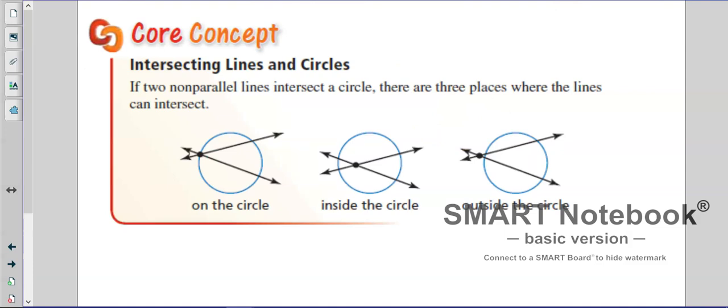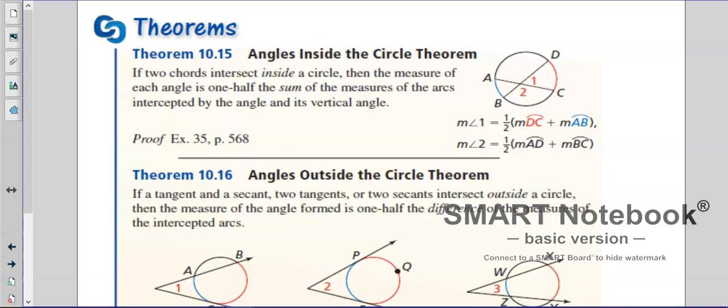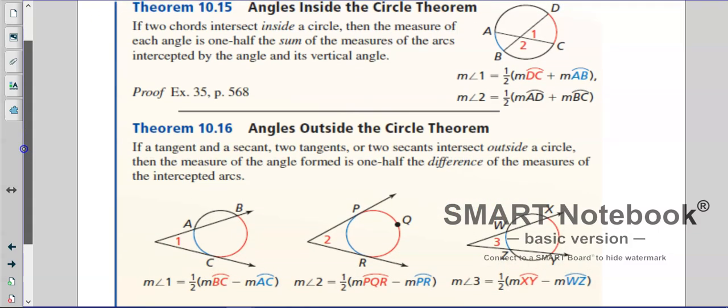Intersecting lines and circles. So if two non-parallel lines intersect a circle, there are three places where they can intersect. They can intersect on the circle, inside the circle or outside the circle. Just a concept. Now, with that concept, we have various situations.